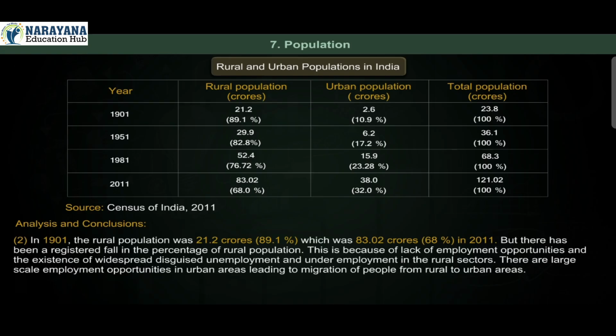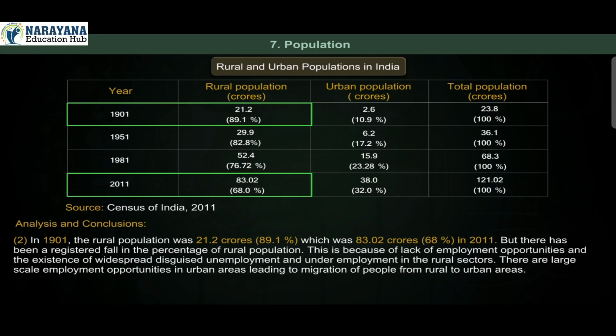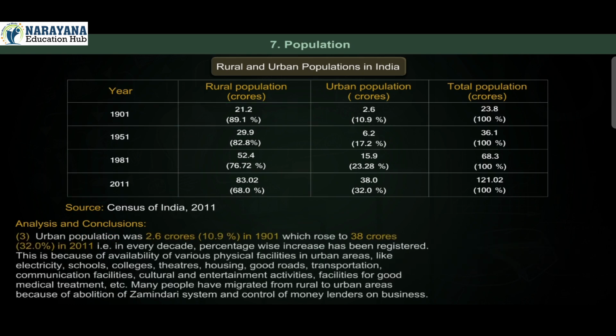Second, in 1901, the rural population was 21.2 crores, that is 89.1%, which was 83.02 crores, that is 68% in 2011. But there has been a registered fall in the percentage of rural population. This is because of lack of employment opportunities and the existence of widespread disguised unemployment and underemployment in the rural sectors. There are large-scale employment opportunities in urban areas, leading to migration of people from rural to urban areas.